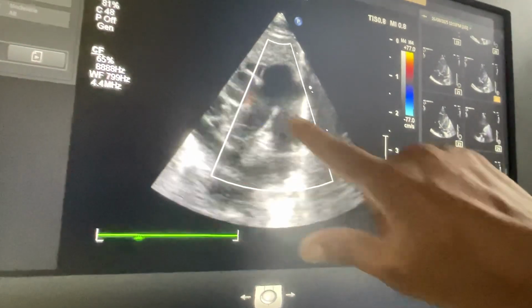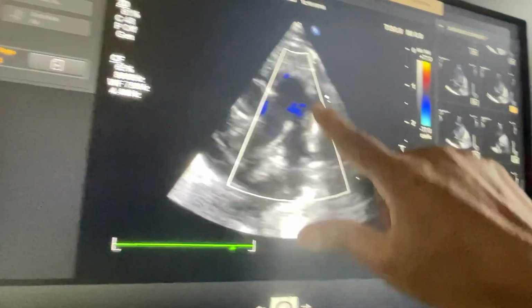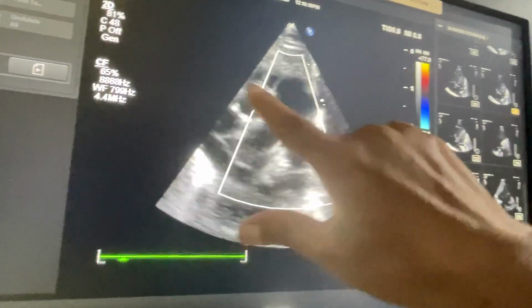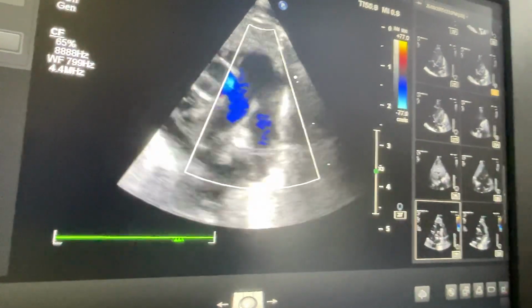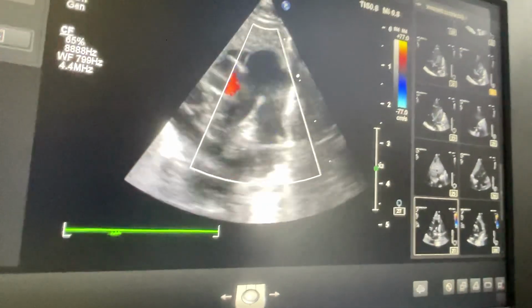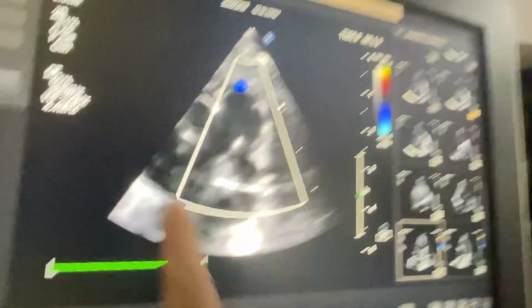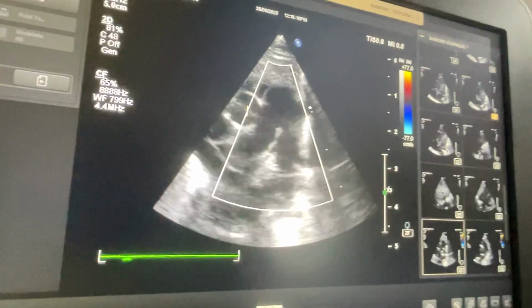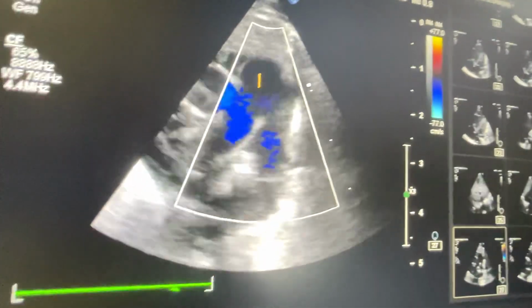You can see this is the right and left pulmonary artery. You see the main pulmonary artery is enlarged compared to the aorta. So whenever you find total anomalous pulmonary venous connection, the right atrium, right ventricle, and pulmonary artery are all severely dilated. In this case, you can easily see this is the aorta and this is the main pulmonary artery, quite dilated. You can see clearly.